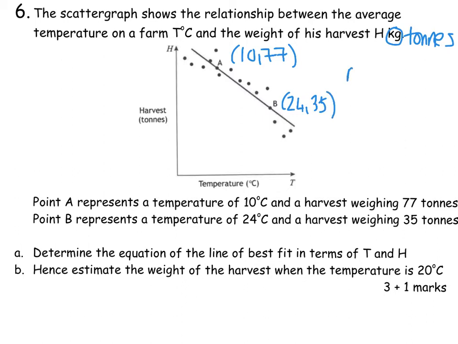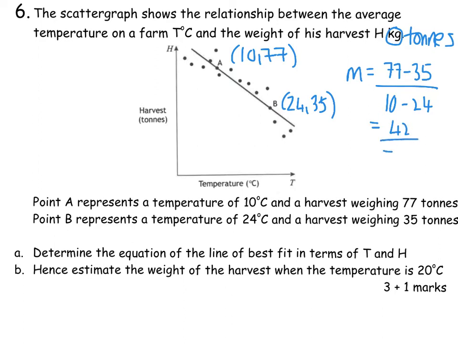So we're going to get our gradient. So our gradient is y2 minus y1. So I'm going to go with the big numbers first. So I'm going to do this 77 take away 35, all over, subtract your x's. So that would be 10 take away 24. 77 take away 35 is 42.